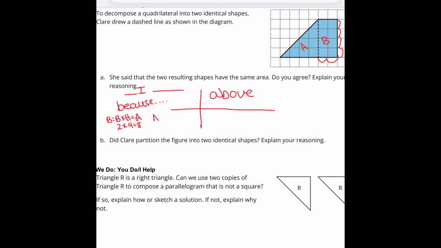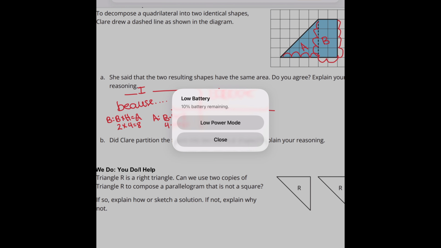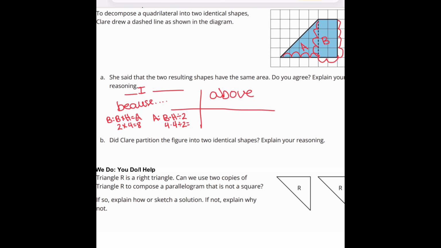Let's see about shape A. Shape A has a slightly different formula. Base times height divided by 2, or half of base times height. Whatever. So here's our base, 1, 2, 3, 4. Our base is 4, and our height is 1, 2, 3, 4. Okay. 4 times 4 divided by 2. So 4 times 4 is 16. 16 divided by 2 is 8. So we've got 8 here equals 8 over here.